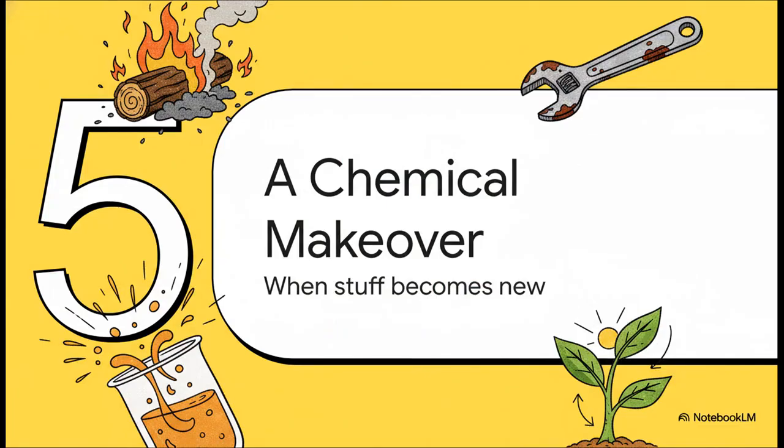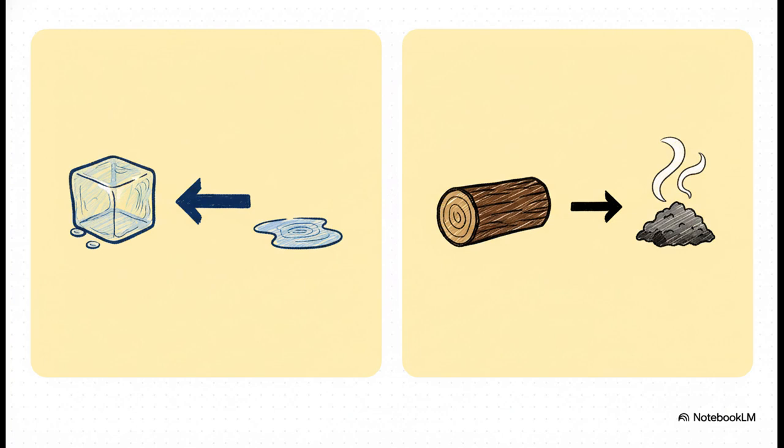So far, we've talked about physical changes, like melting ice or mixing sugar and tea. But now we get to the really dramatic stuff, the chemical change. This is where stuff gets a total makeover and becomes something completely new. This right here is the big distinction. On the left, a physical change. You melt ice, you still have water, you can pop it back in the freezer and reverse it no problem.